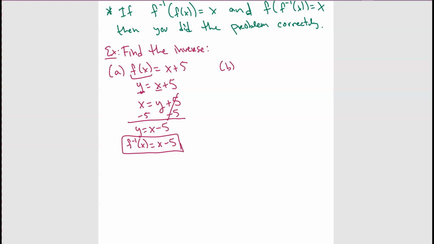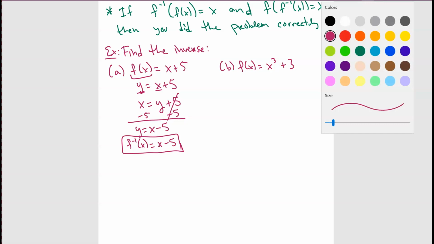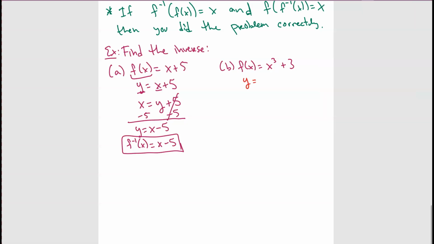Okay, let's do another one. Let's say we had f of x is equal to x cubed plus 3. The first thing that we want to do is replace this f of x with a y. So y is equal to x cubed plus 3. Whoops, I forgot something. Forgot to switch the x's with the y's. So this is going to be an x. This is going to be a y. Now let's move the 3 over. So you're going to get y cubed is equal to x minus 3.